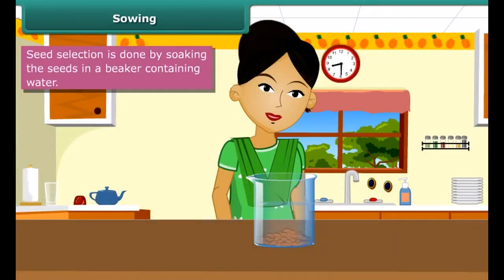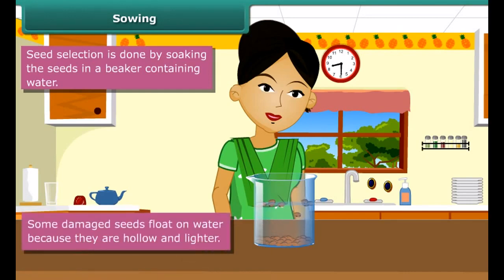Have you ever noticed your mother putting some grains in a vessel and pouring some water into it? What happens after a few minutes? Some seeds start to float. What is the reason behind this? Some damaged seeds float on water because they are hollow and hence lighter. Actually, this is a good method for separating good, healthy seeds from the damaged ones.